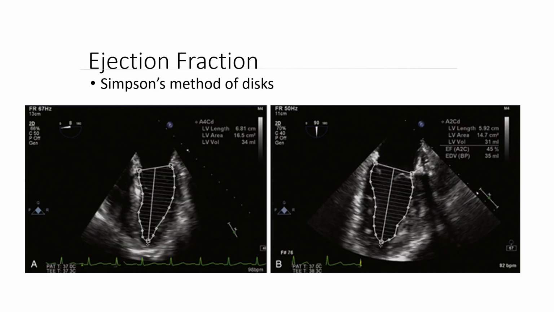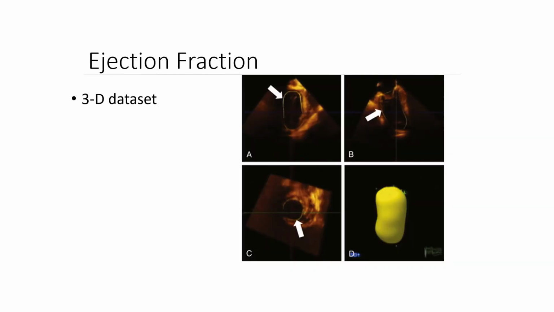Here's what performing a Simpson's looks like. Using a series of discs traced to the outline of the left ventricle in the 4-chamber and 2-chamber view, the computer tries to approximate the volume of the LV in systole and then in diastole, and it subtracts the two to get a fraction that is ejected. In a 3D dataset, the computer stitches together a series of 2D images to create a full volume dataset. And from this, you get the difference in volume in systole and in diastole.